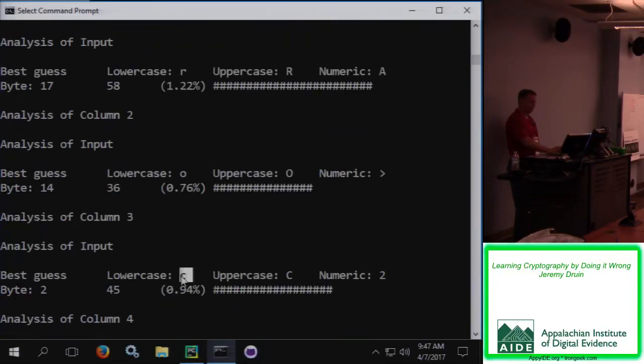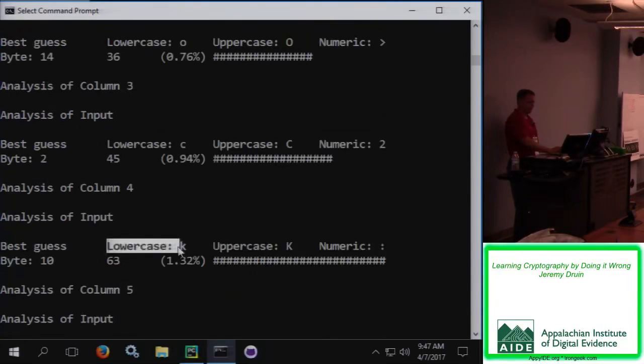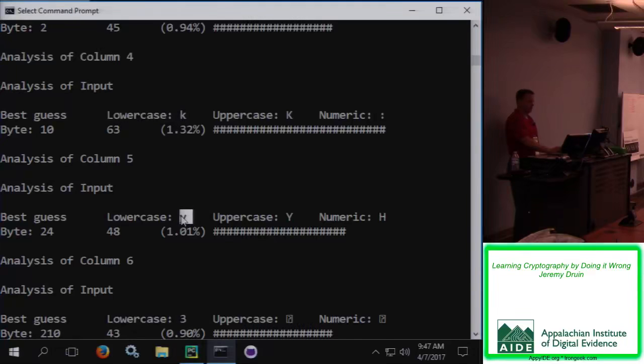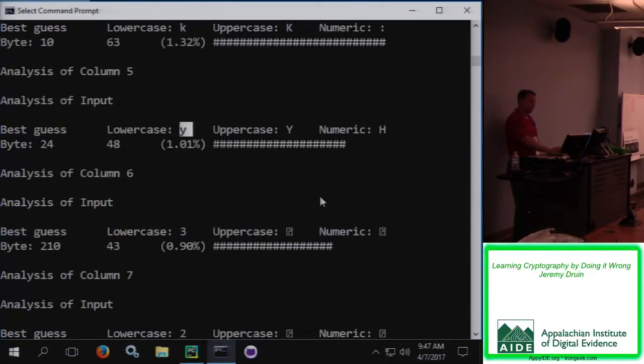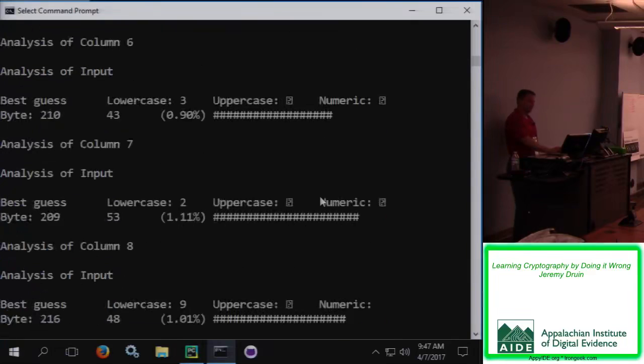So the third letter is probably C. The fourth letter is probably K. The fifth letter is probably Y. And then the last 3 letters are probably 329. So now we've actually reduced the size of this problem quite a bit.